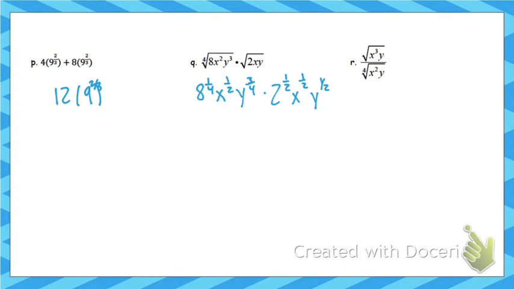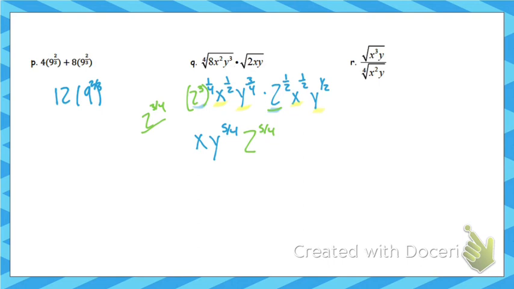So now, same bases, you can add exponents. X to the 1/2 times x to the 1/2 is x. Y to the 3/4 times y to the 1/2. I had to get a common denominator, but that becomes y to the 5/4. Now the problem here is that I have 8 to the 1/4 and 2 to the 1/2. I don't have the same base or the same root. But what I can do is I can rewrite 8 as 2 to the 3rd. And then a power to a power, multiply, that becomes 2 to the 3/4. So now I have 2 to the 3/4 times 2 to the 1/2. Same base. I can add those exponents. So that becomes 2 to the 5/4.